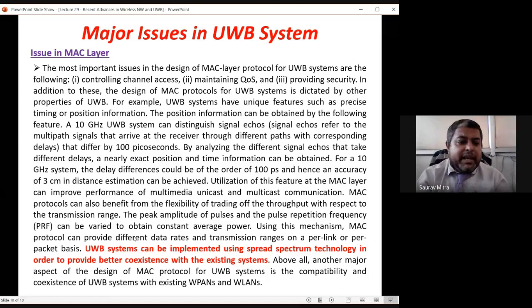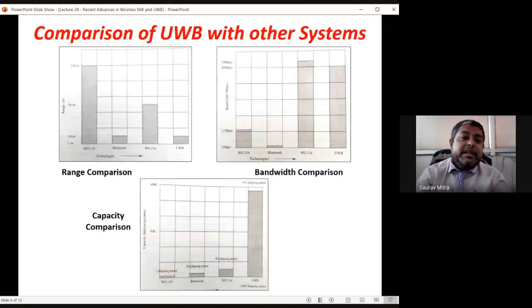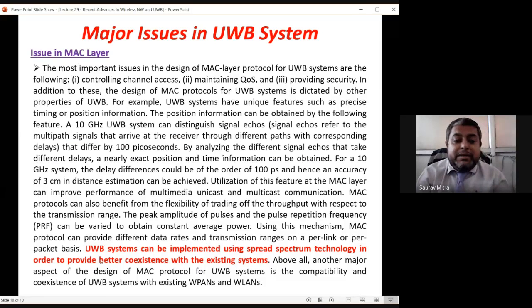You already know that, in order to provide better coexistence with the existing system. So by using spread spectrum technology, this ultra-wideband can coexist with the other existing systems. So what are the other existing systems we are finding here? That is 802.11b, 802.11a, etc. So ultra-wideband system can be implemented using spread spectrum technology in order to provide better coexistence with the existing system.